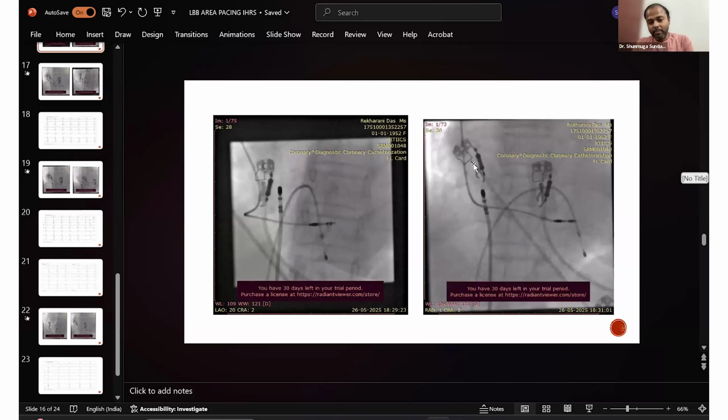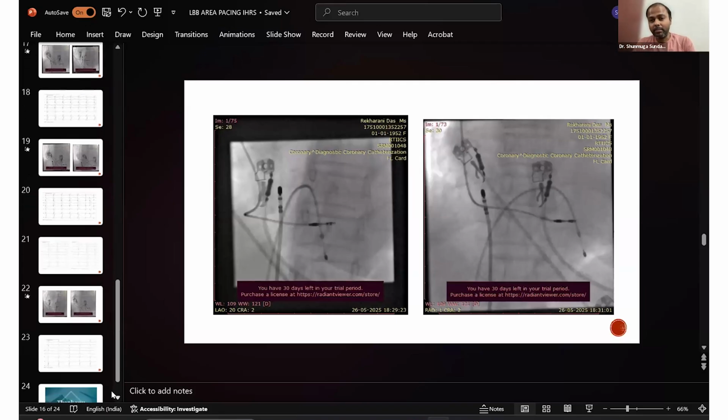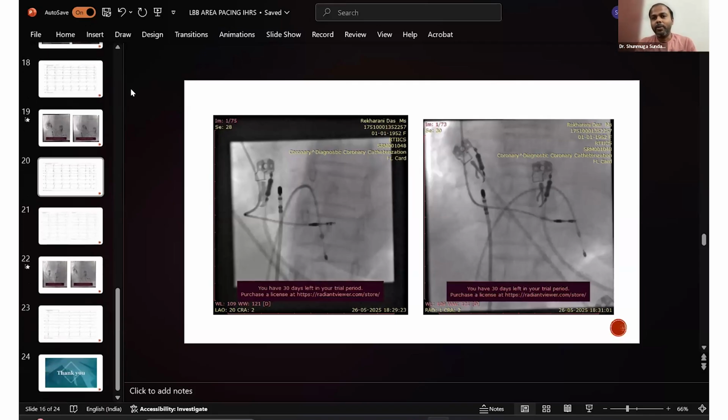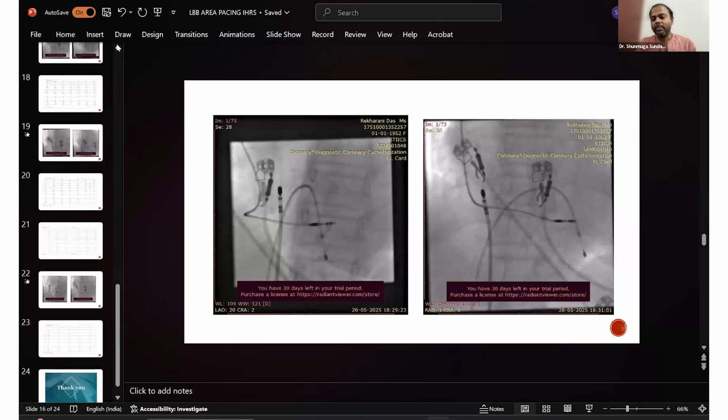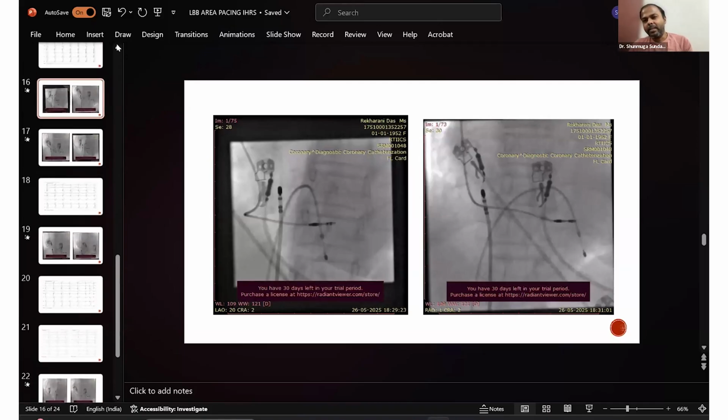So at least he could get the capture back. In fact, after redeploying it, he demonstrated the non-selective to selective transition as well. That means the lead had not moved anywhere out of that site, it was just a helix retraction. But that is a real concern.